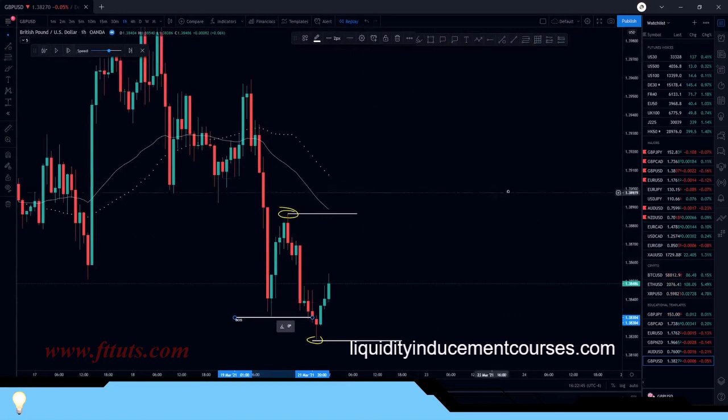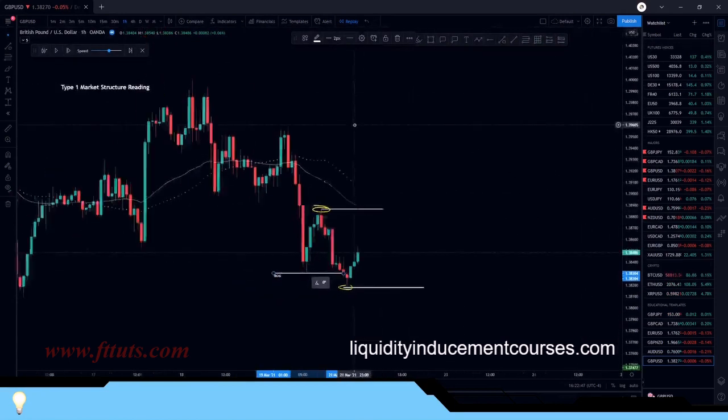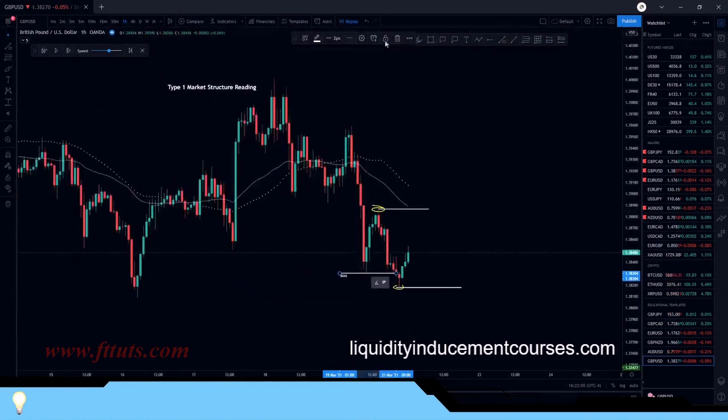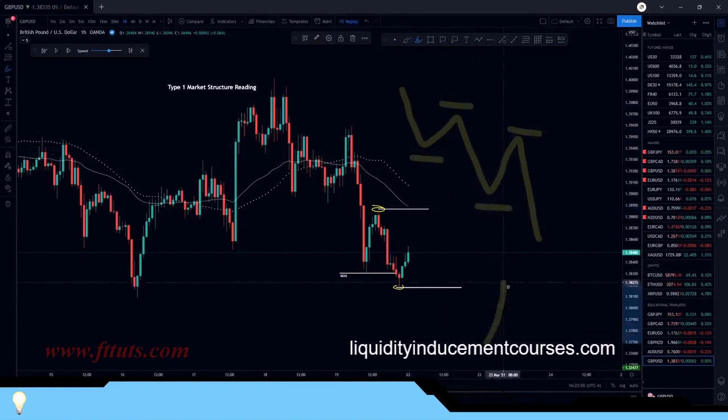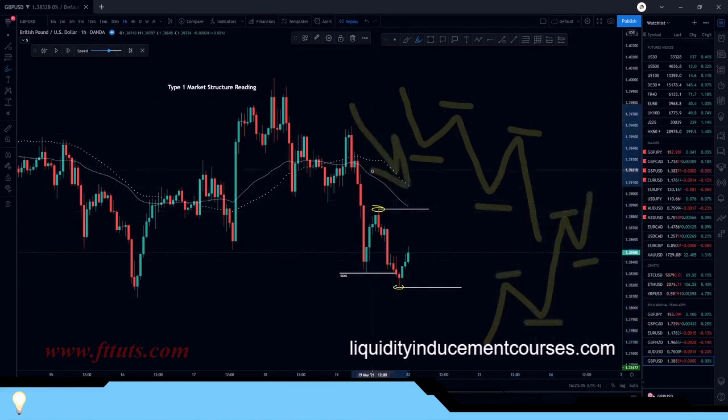So now we clearly know that within a bearish market structure, we have consecutive lower lows and lower highs being created, whereas in a bullish market, we have consecutive higher lows and higher highs. So now we know we're in a bearish market, so we're looking mainly to sell.